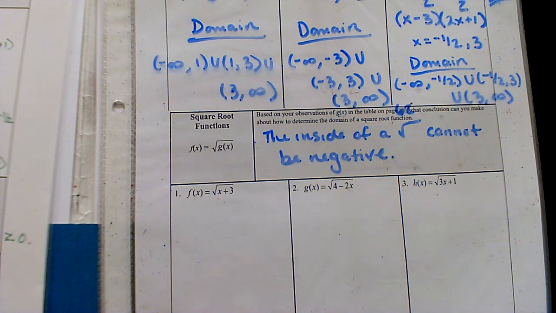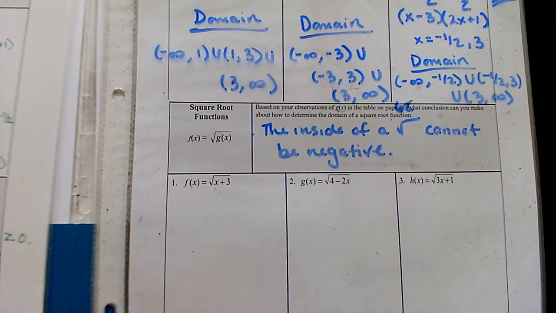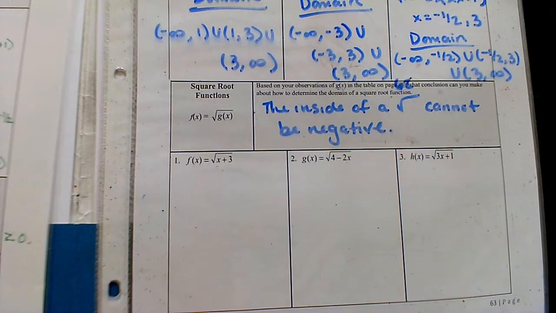We know that fact, just like we know we can't divide by 0. So let's use that fact to our advantage. If the inside cannot be negative, what must the inside then be? If it's not negative, what else is it? Positive or 0. Okay, so we have to check what numbers make the inside positive or 0.